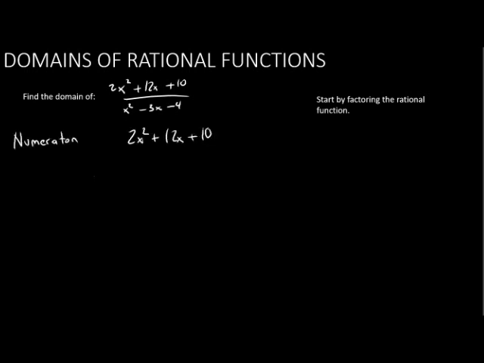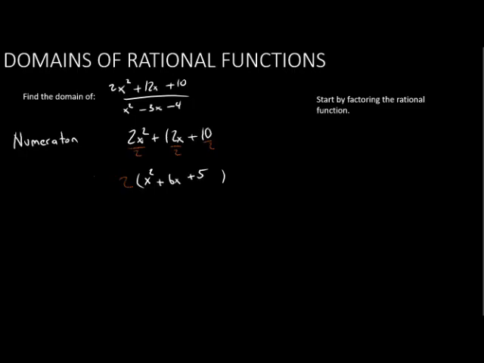First, you may be able to see that all of the terms in the numerator are divisible by 2. We'll start by dividing them all by 2 and write that 2 outside of a parentheses. Within that parentheses, we will place our answers to these divisions. 2x squared over 2 gives x squared, 12x over 2 gives 6x, and 10 divided by 2 gives 5.